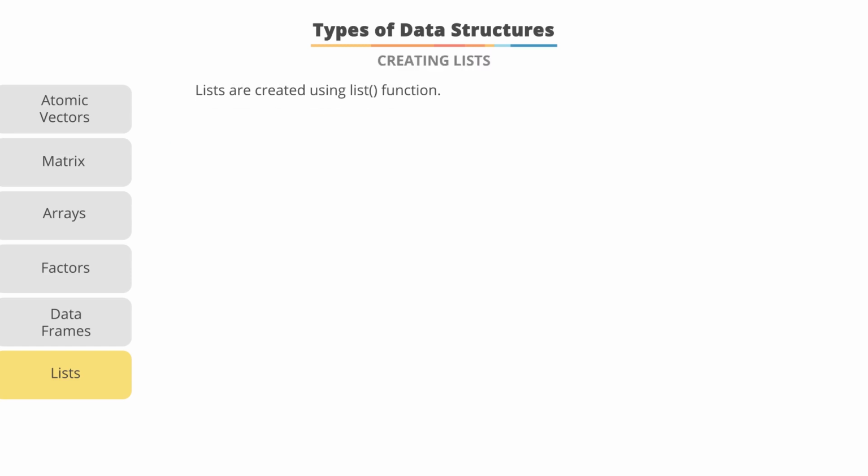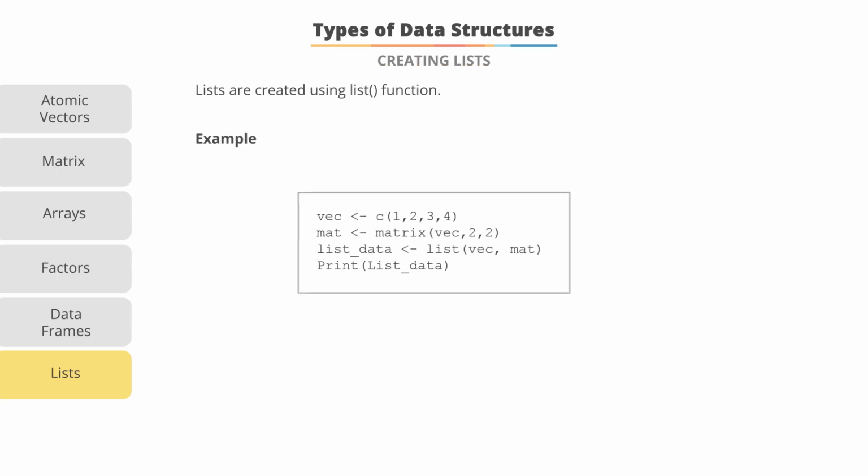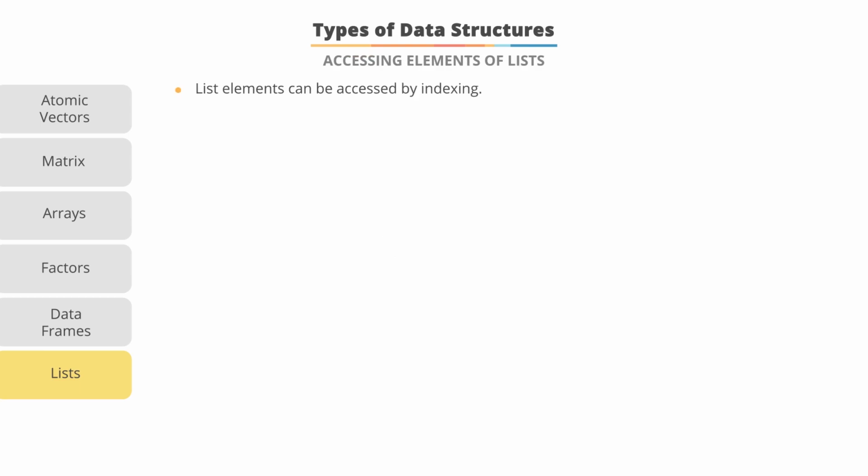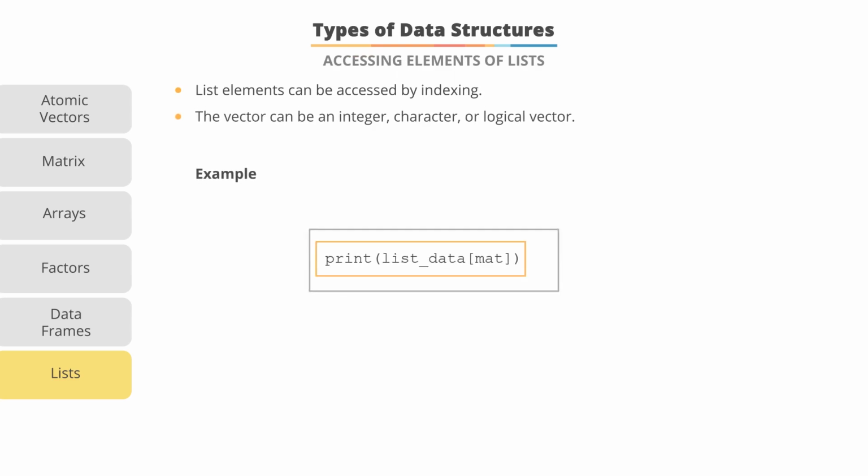Now, lists are created using that list function, so you can try out this syntax yourself. Again, using the vector and the matrix that we created, we can create a list from that and print that information. Now, list elements can also be accessed by indexing. Again, we're using the square brackets to do so, and the index that we might want to use can be an integer, character, or logical vector.